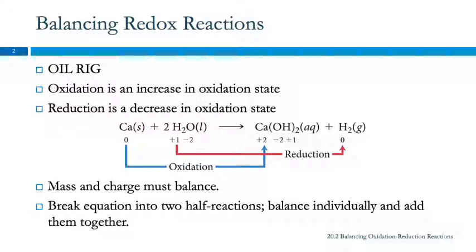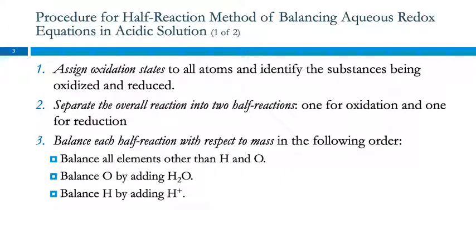So the half reaction method says, well, let's break the equation into 2 half reactions, one for oxidation and one for reduction. We're going to balance those individually and then add them back together. So this can happen in an acidic solution or a basic solution. So we'll learn how to do it in an acidic solution first. And these are the instructions from your textbook. It says assign oxidation states. We actually don't really have to do that part. So you can kind of skip that.